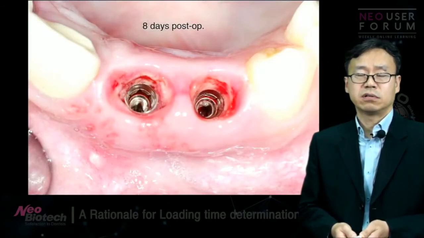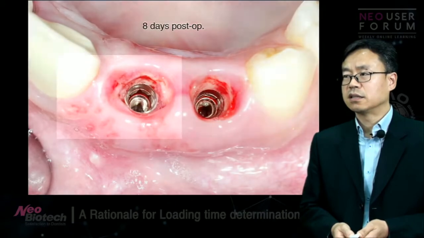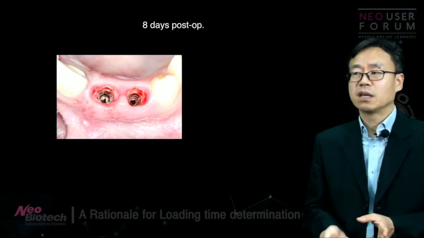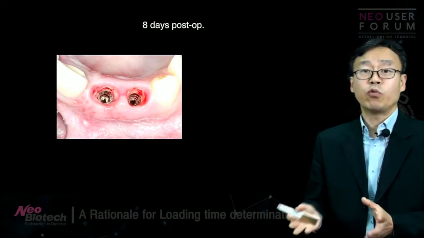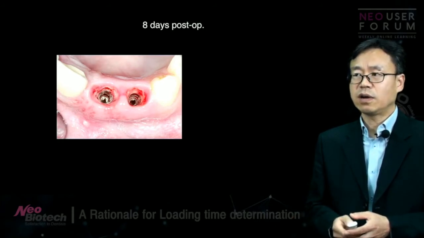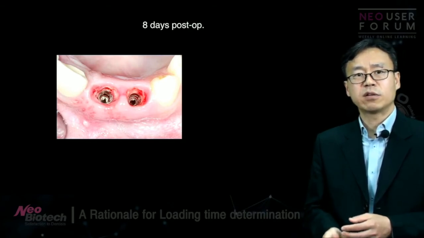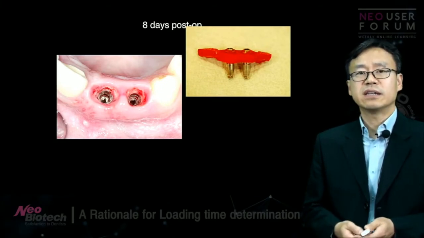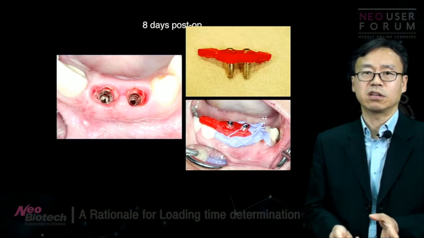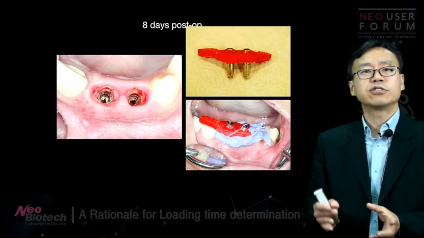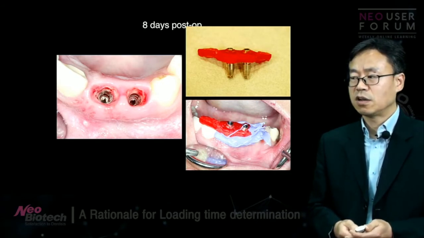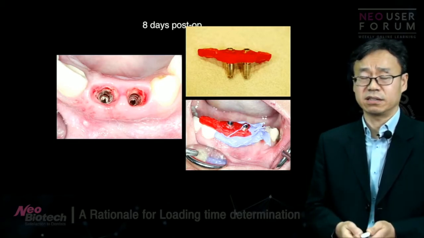About a week after, this is pretty much when I took another impression to make the final prosthesis, because the patient had to leave out of the country in a week at that point. So I had to go ahead and make the final prosthesis. Again, I used the same method, the surgical indexing, this time with a little rubber impression material, because I had to impress the soft tissue morphology around the implants, although the soft tissue healing was not really completed at that time.